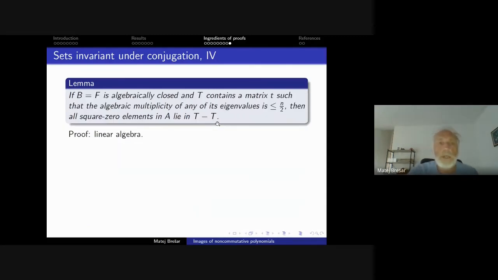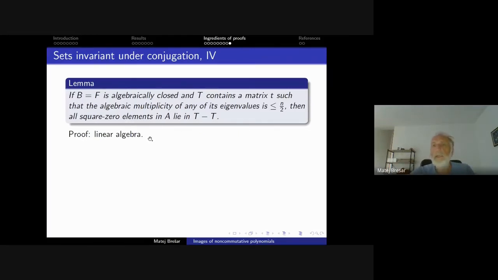And now the last lemma states the following. This lemma is connected with the second main theorem, which considers matrices over an algebraically closed field. The assumption now is that T contains a matrix such that the algebraic multiplicity of any of its eigenvalues is smaller than half of the size of the matrices. So this is something that can be shown for the case where T is equal to f of A. Then all square zero elements in A lie in T minus T, and the proof is just some standard linear algebra, not entirely trivial, but quite elementary.